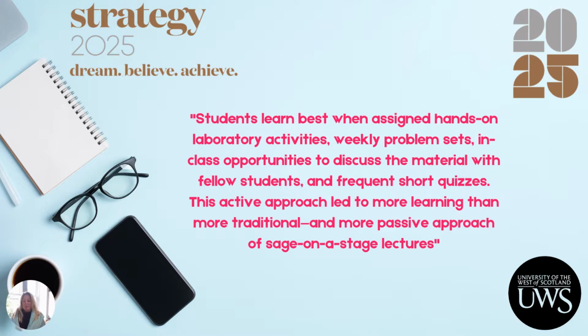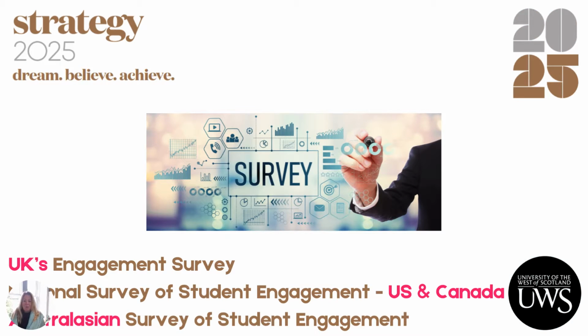It really identifies that students learn when they're active and when they have opportunities for co-construction of knowledge and for socialising in class, and when we're using formative assessment. But there are also several surveys tracking student engagement. For example, the UK engagement survey, the US and Canada have a national survey of student engagement, as does the Australasian survey of student engagement, and they all provide similar insights into high engagement practices. So using this research is an excellent indicator for helping shape the learning design experiences that we want at UWS.